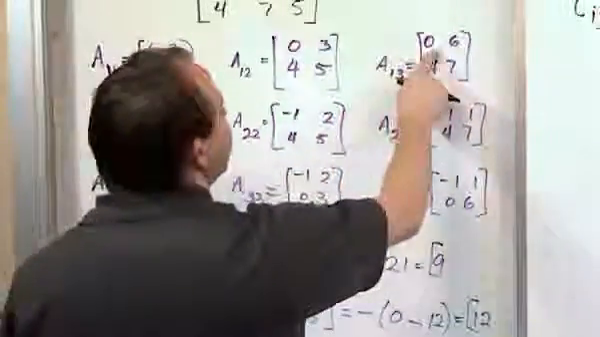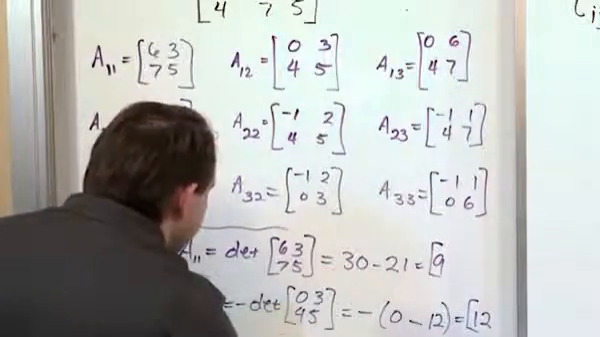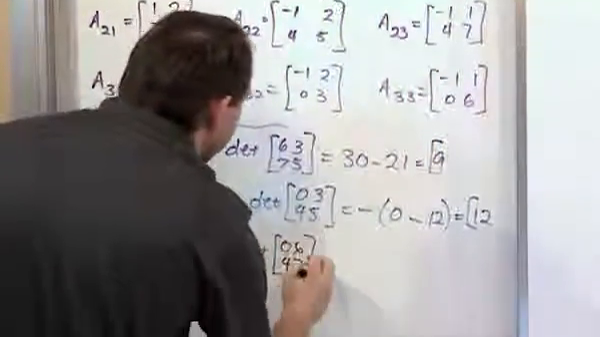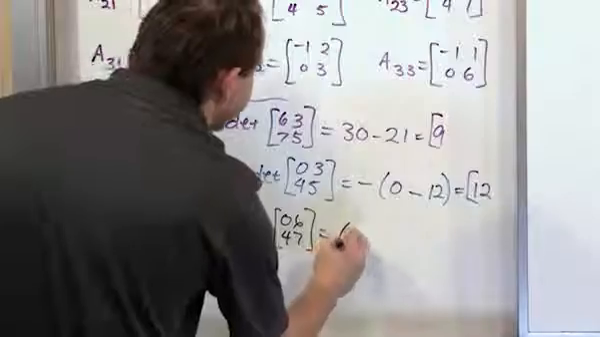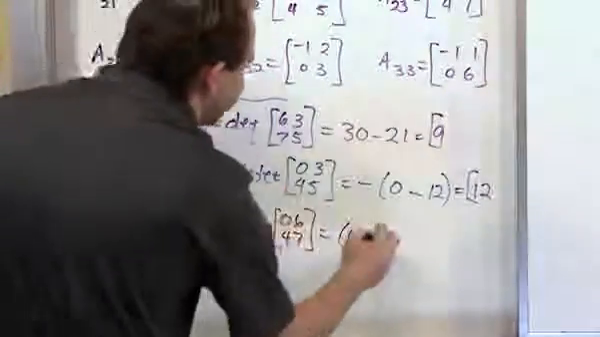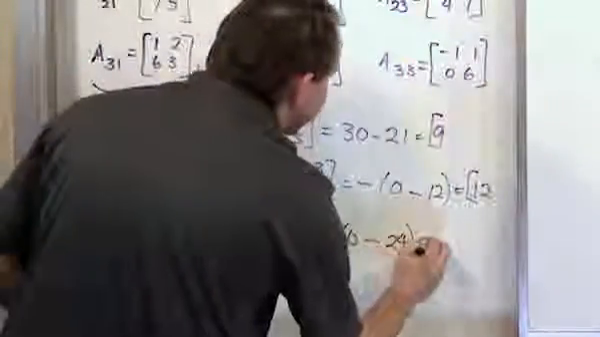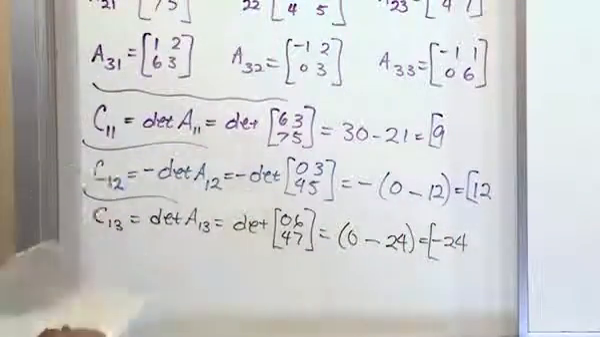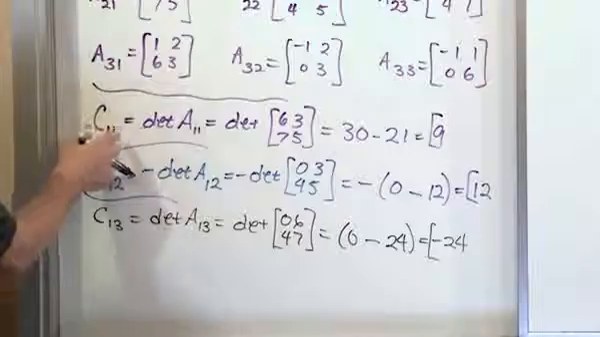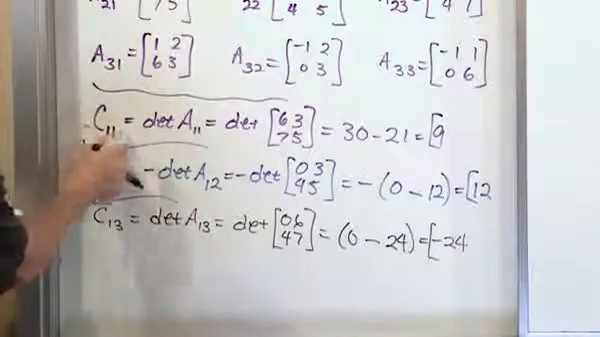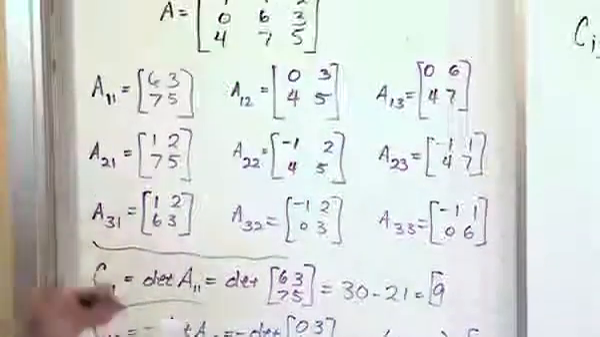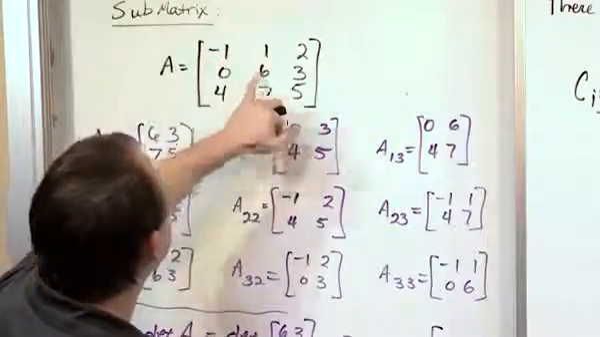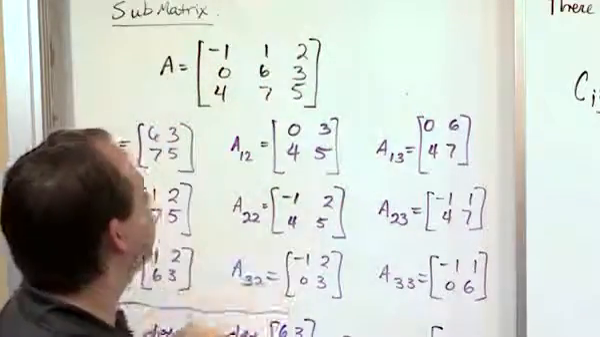We go up here, 0, 6, 4, 7. Going this direction is 0. This direction, 6 times 4 is 24. So the answer we get is negative 24. So this time we get a negative number for that determinant. So the cofactor, now we've found C11, C12, C13. We basically have found the cofactor at this location, the cofactor at this location, the cofactor at this location.